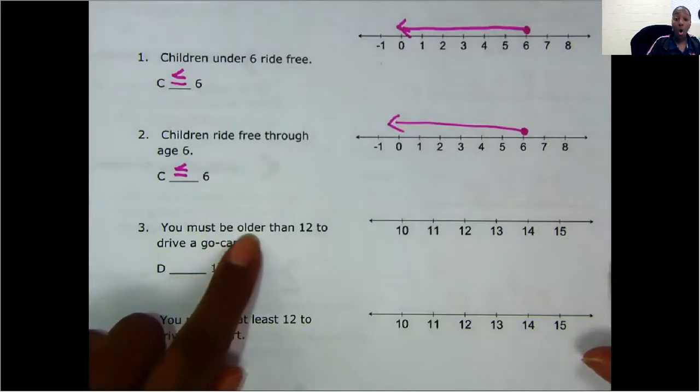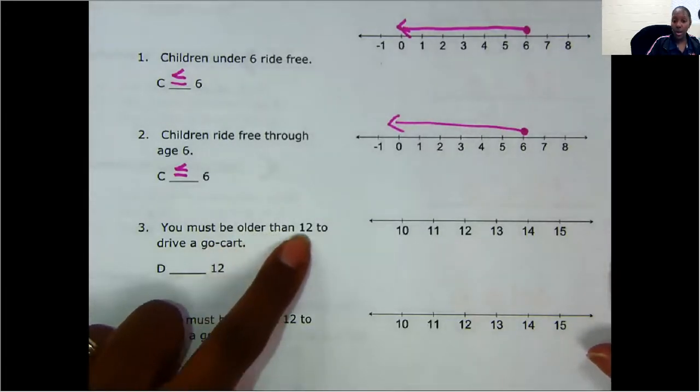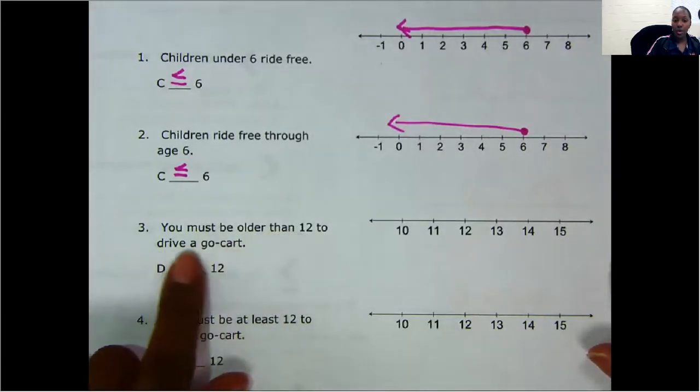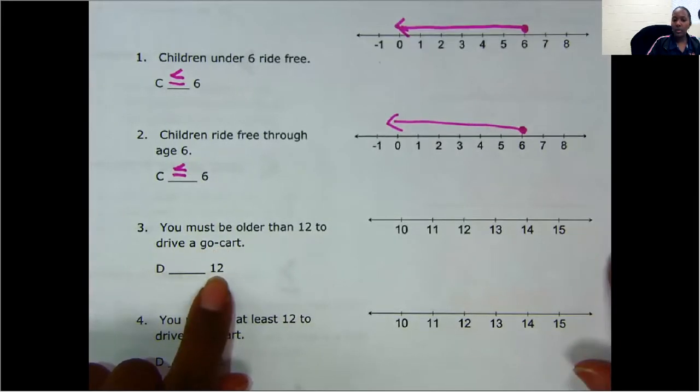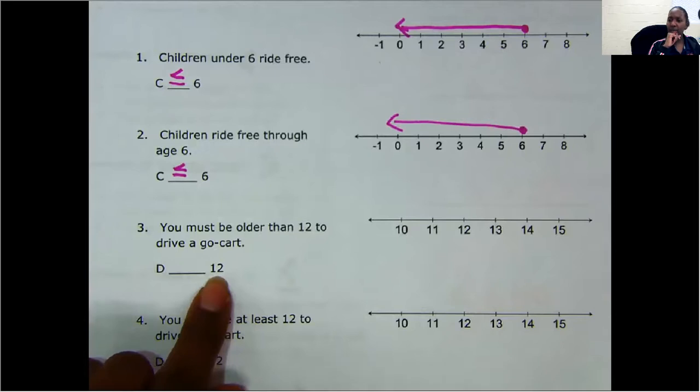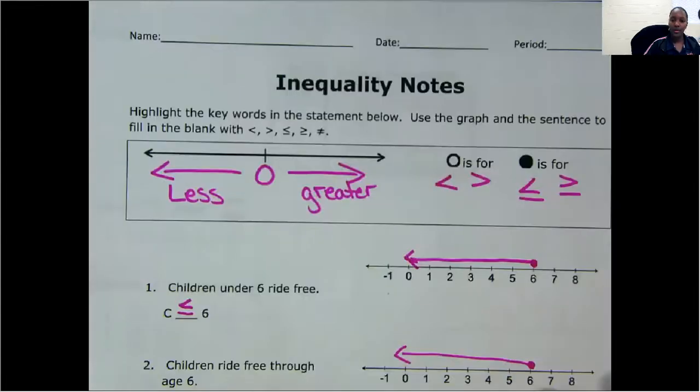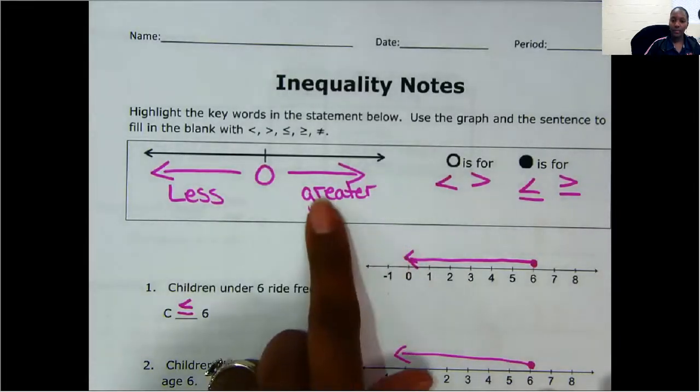You must be older than 12 to drive a go-kart. So we're going to start with the number 12 itself. You must be older than 12. So can I be exactly 12 and ride the ride? You must be older than. So I can't be 12. I have to be older. I have to be greater than, right? Greater than is going to the right.